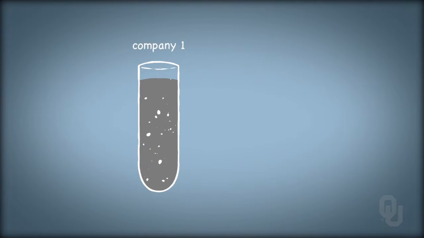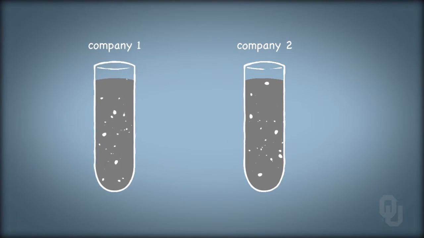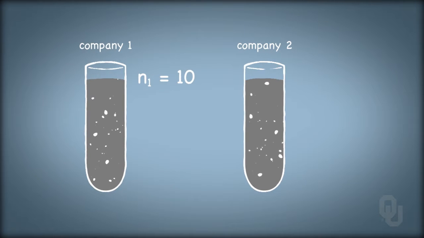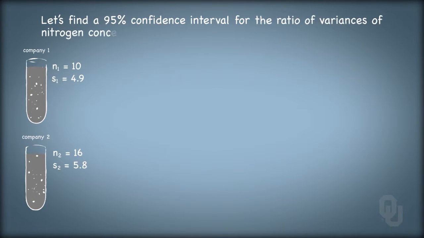Say that two different chemical companies can supply a raw material. The concentration of nitrogen in this material is important. The mean concentration for both suppliers is the same, but we have reason to believe that the variability in nitrogen concentration may be different between the two companies. The standard deviation of nitrogen concentration in a random sample of 10 batches produced by Company 1 is 4.9 grams per liter. For Company 2, a random sample of 16 batches yields 5.8 grams per liter. Let's find a 95% confidence interval for the ratio of variances of nitrogen concentration for the two companies.